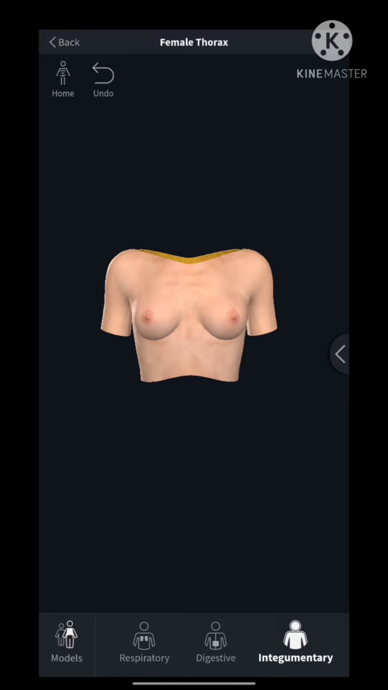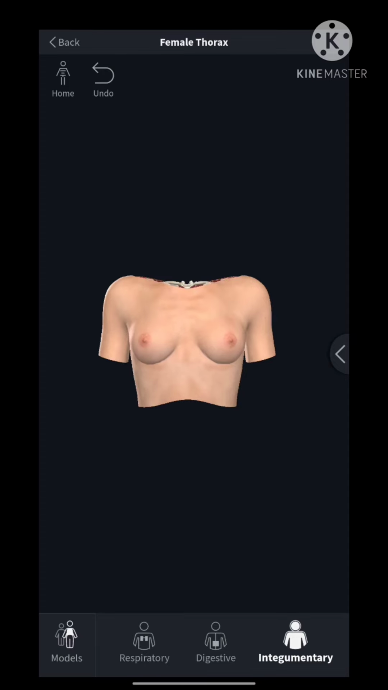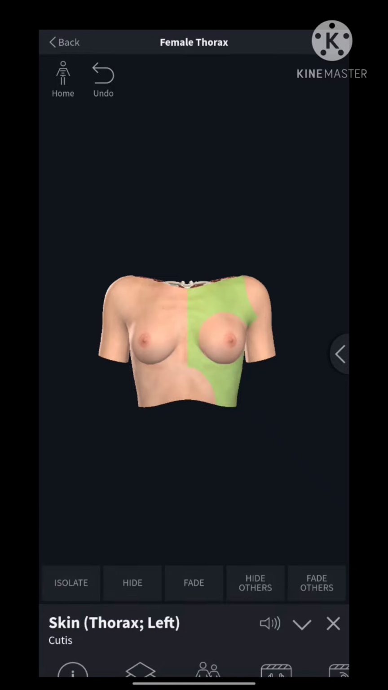The last most important point regarding the mammary gland is that it is an example of compound tubulo-alveolar gland. So these four points are very important regarding the mammary gland. And now, if we have to look inside the mammary gland, first of all, we have to remove the skinny layer of the mammary gland. So here we are removing the skinny layer.